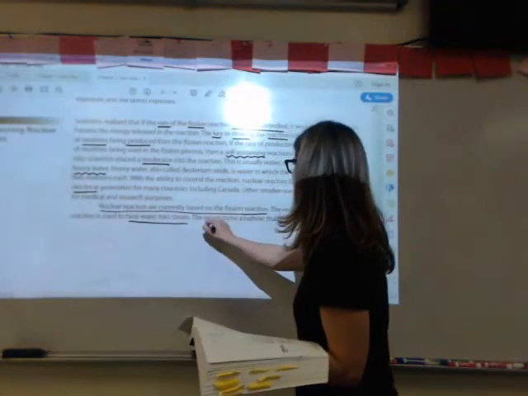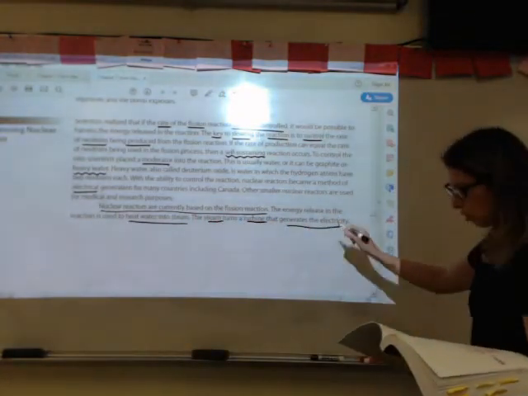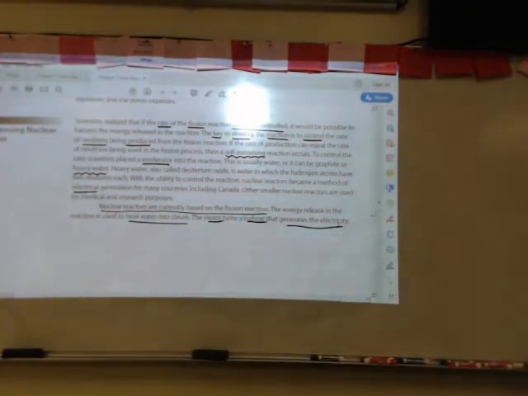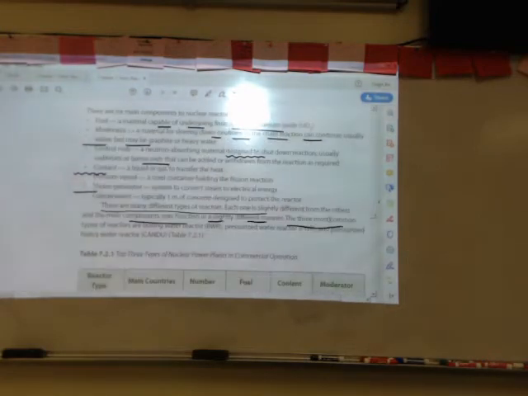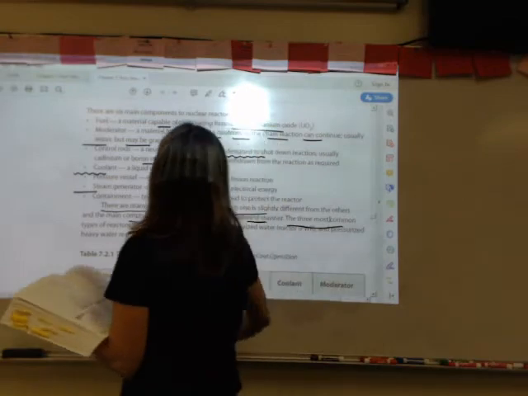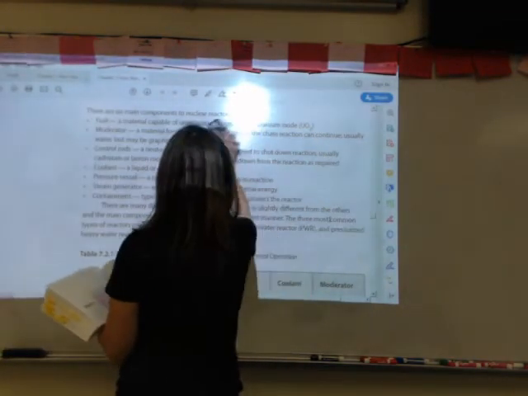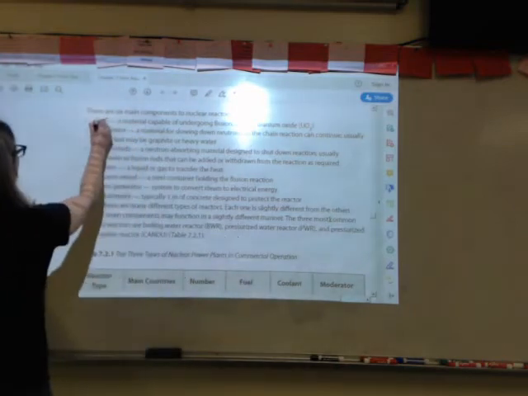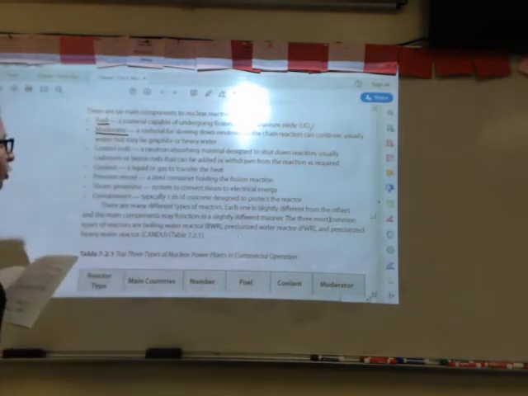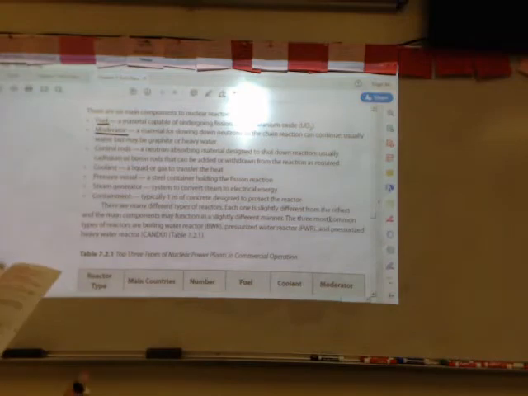And then that steam is going to turn a turbine, which then generates electricity. So there are 6 main components to a nuclear reactor, which are on the next page. Number 1 is fuel. Usually it's uranium oxide. Number 2 is they have to have a moderator. They have to have something to slow down the neutrons so that the chain reaction can continue.